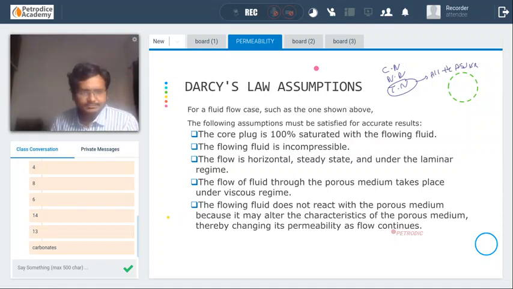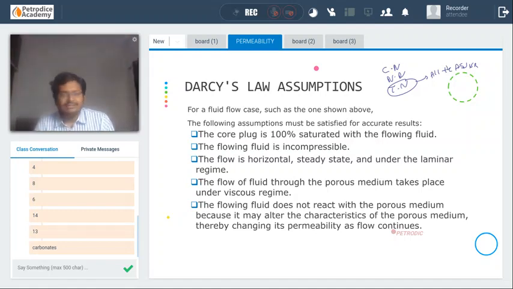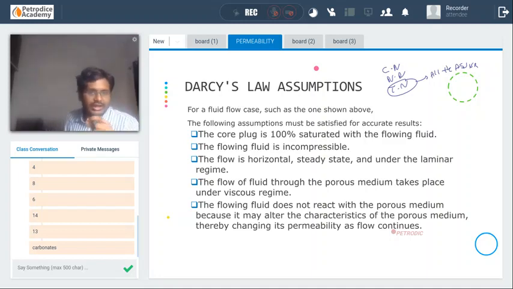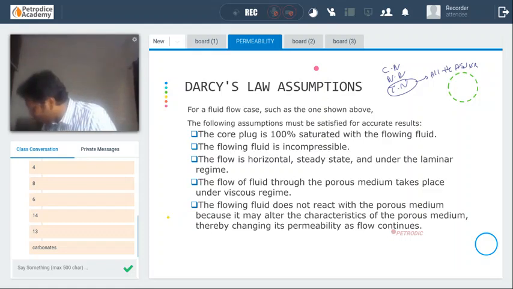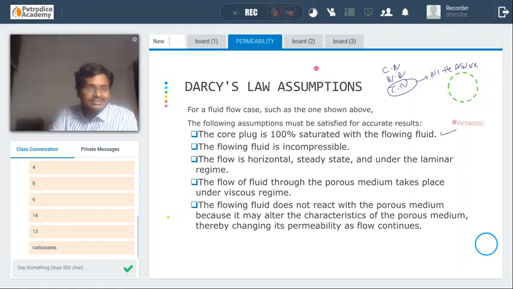Let me start, guys. So first, Darcy's law assumption. While applying this equation, that is Q by A is equal to K by mu into delta P by L, we need to make sure any particular core plug that we are using is 100% saturated with the same fluid. To calculate the permeability, we need to make sure that all the fluid that we are using is same and uniform.